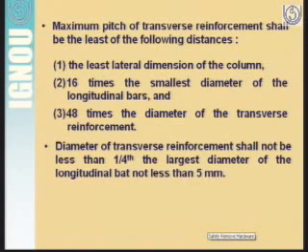Then the code also says that the diameter of the transverse reinforcement shall not be less than 1/4 of the largest diameter of the longitudinal bar and also not less than 5 mm. So 1/4 of the largest diameter of the longitudinal bar, and the second condition is that it should also not be less than 5 mm. So this is the condition for taking the diameter of the transverse reinforcement.